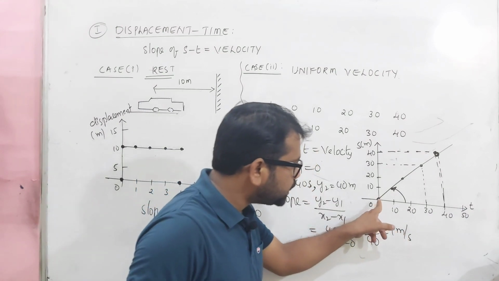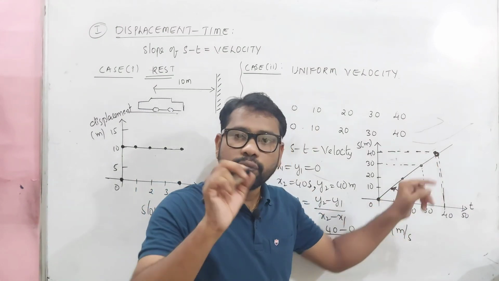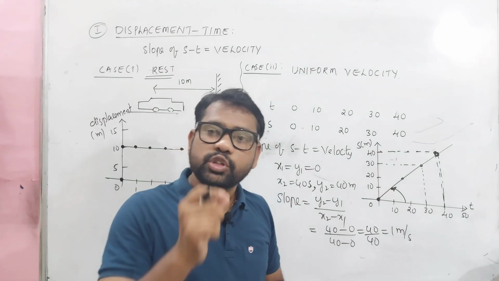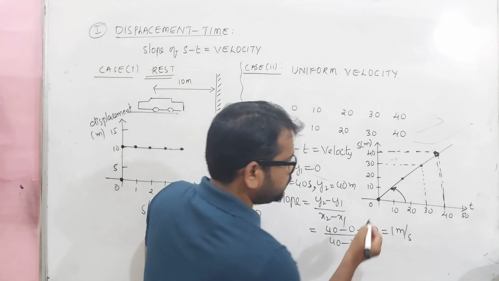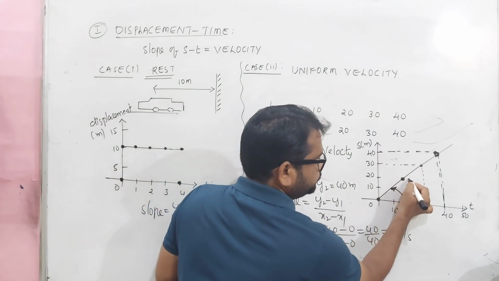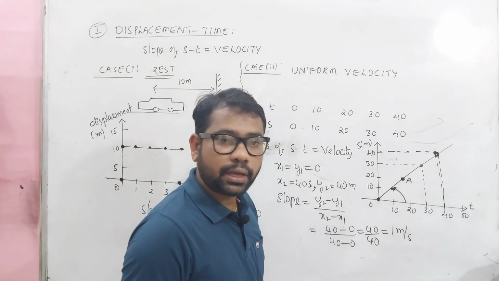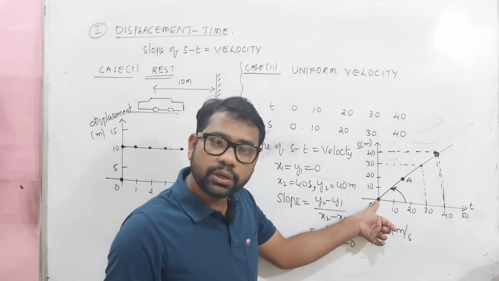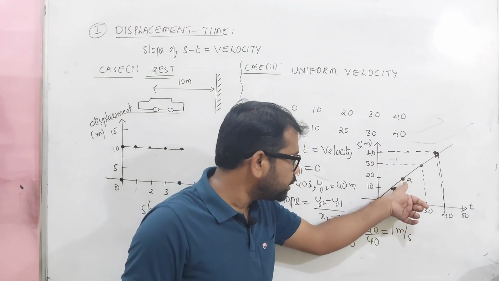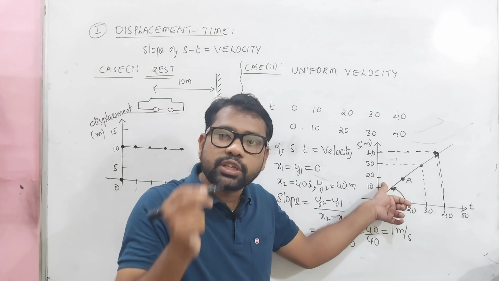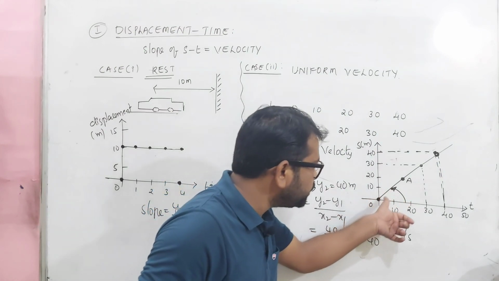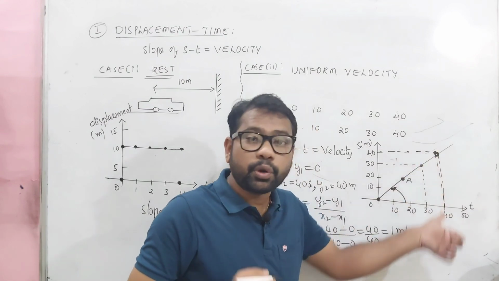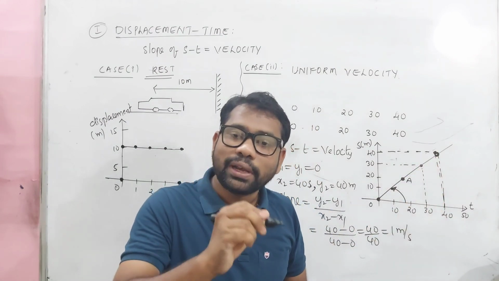Additionally, you can calculate the slope at any point and you will get the same value for velocity, which means the body is moving with uniform velocity. Even you can take the point A. Here x1, y1 will be 0, but x2 will be 20 and y2 will be 20. That is 20 minus 0 by 20 minus 0. Again it is 20 by 20, again it is 1 only.